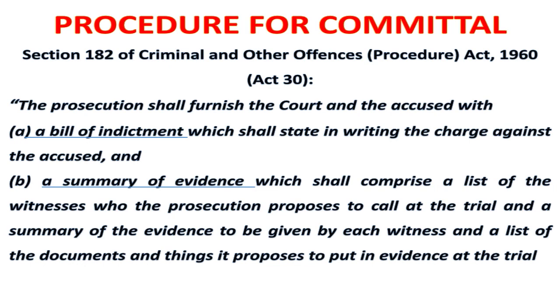So take note, to kickstart the whole committal proceedings, there must first be a bill of indictment, which will state the charge against the accused person, and a summary of evidence which shall comprise a list of the witnesses who the prosecution proposes to call at the trial, and a summary of the evidence to be given by each witness, and a list of the documents and things it proposes to put in evidence at the trial.